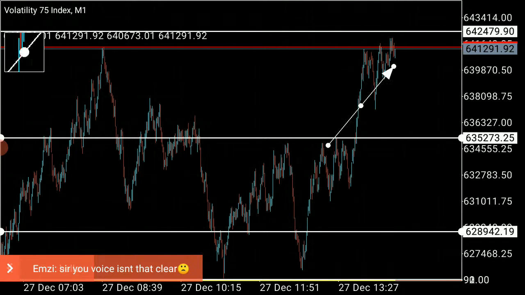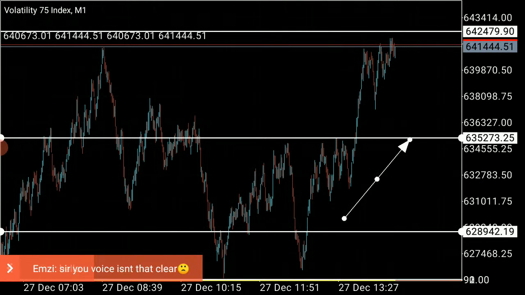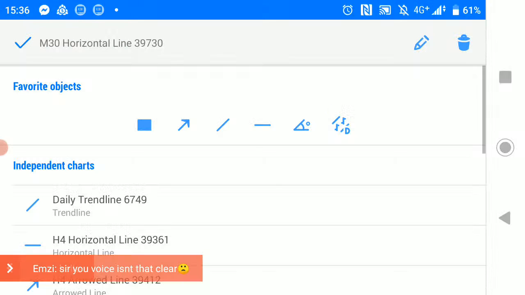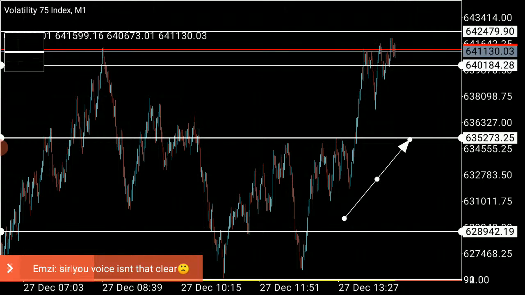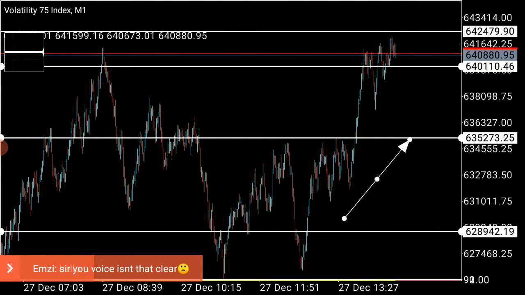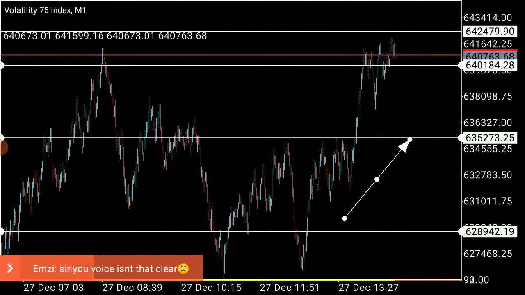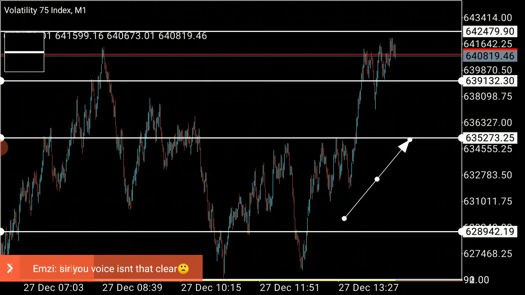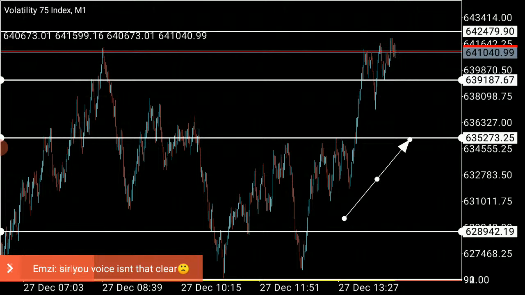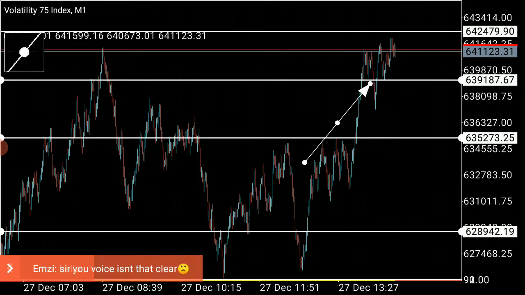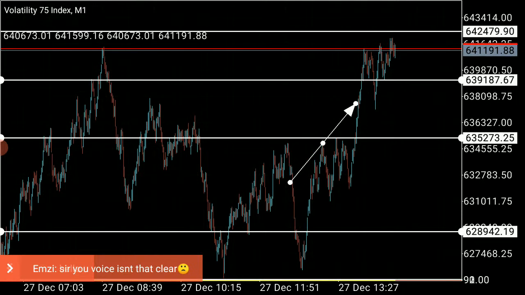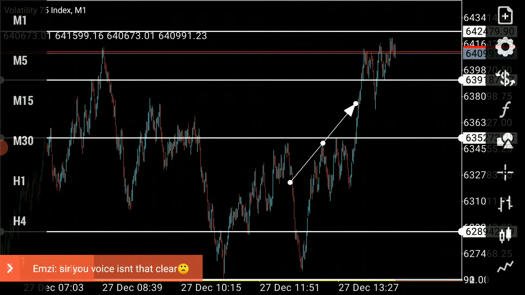Okay, now what you want to do is to bring out another support and resistance level here. We can place it here, the place where it tests more than once. Here, tested here, support here, resistance here. Okay, now let's go over to the 5-minute time frame.